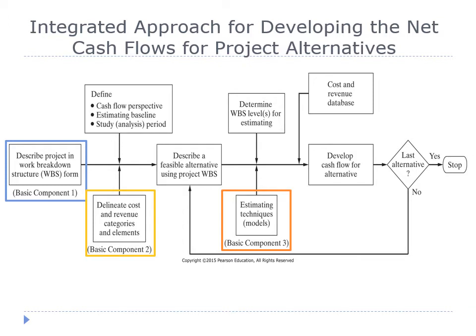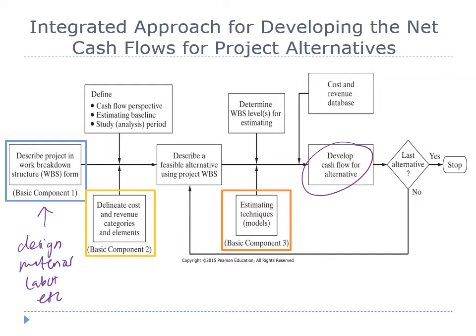The integrated approach starts with a description of a project in terms of the work breakdown structures. Work breakdown structures are used to describe the project and the unique characteristics of each alternative in terms of design, the material requirements, labor, and so on. Then these variations in design, resource requirements, and other characteristics are reflected in the future costs and revenues, and therefore in the net cash flows for that alternative.